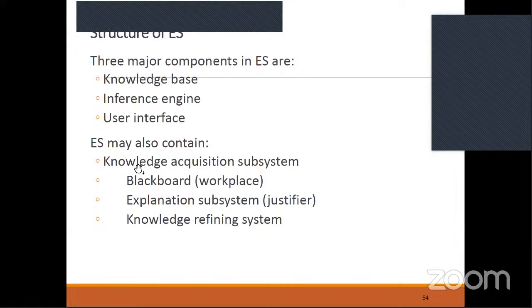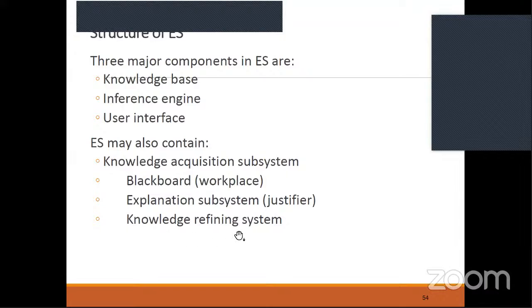It can also have a subsystem known as the knowledge acquisition subsystem, from where we can keep on adding more knowledge. Then a blackboard workplace, which is a memory where the knowledge, rules and facts are brought in. Then an explanation subsystem, a justifier. If we say that if the temperature is high, the person has malaria, the justification may not be very simple; it may involve many rules, so we need to justify why exactly we decided that he has malaria. Maybe he has done some blood tests or other pathological tests, based on which the expert system decided that the patient has malaria. So it has to justify that his temperature was this. All that justification is given by an explanation subsystem or a knowledge refining system.